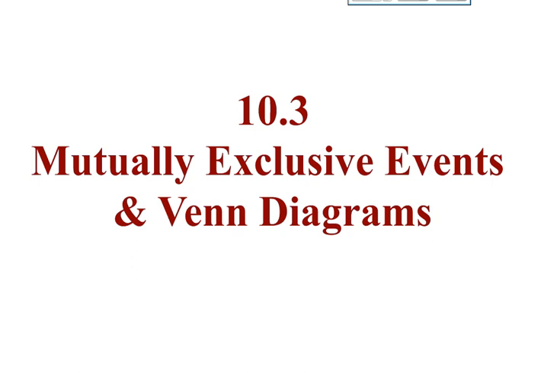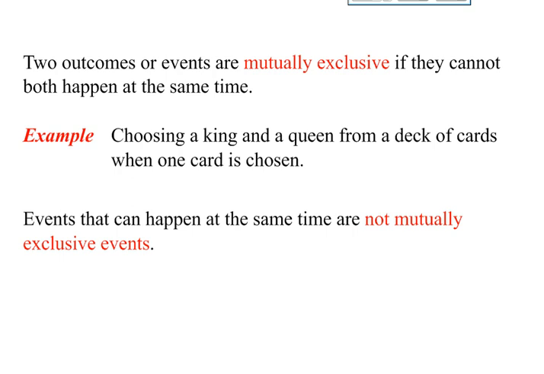Okay, this is section 10.3. We're talking about mutually exclusive events and Venn diagrams. So we start with a few definitions here. Two outcomes or events are mutually exclusive if they cannot both happen at the same time.